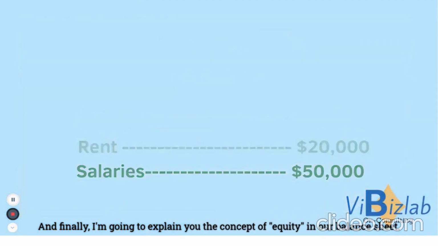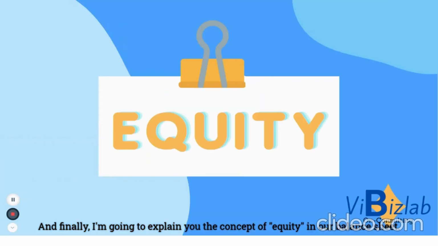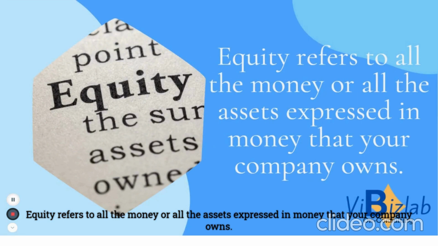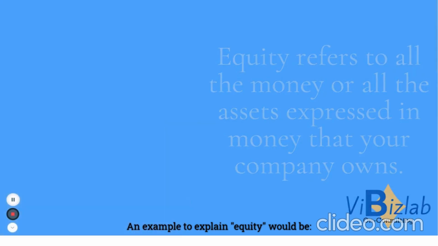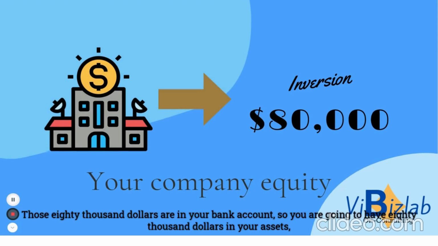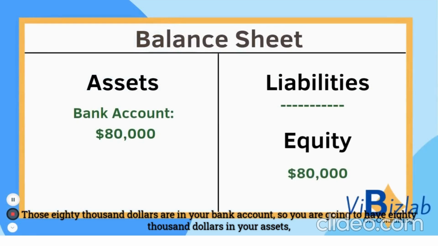And finally, I'm going to explain the concept of equity in our balance sheet. Equity refers to all the money, or all the assets expressed in money, that your company owns. An example to explain equity would be: you are going to establish your company and in that company you are going to invest $80,000 to buy whatever needs to be bought. Those $80,000 are in your bank account. So you are going to have $80,000 in your assets.